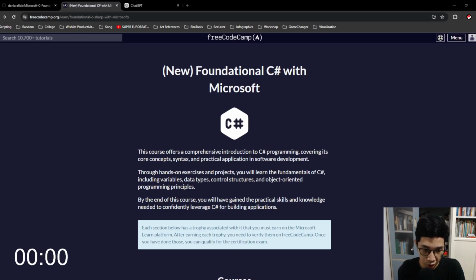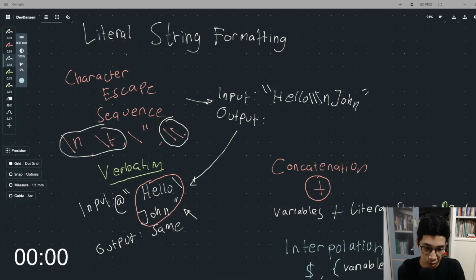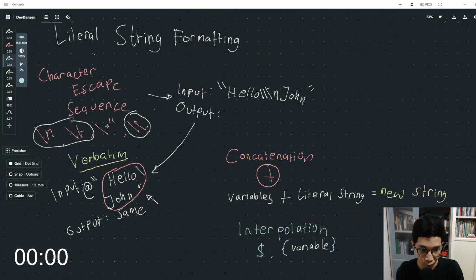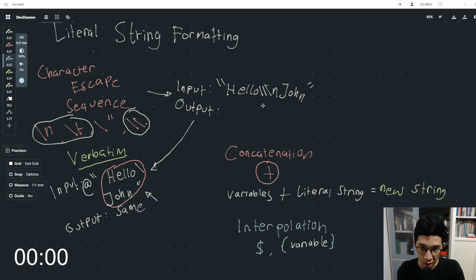Here, let me show it to you. This is what we learned yesterday. We have character escape sequence, verbatim, and then concatenation, interpolation. Don't forget the syntax, you have to memorize. No, I think you don't have to memorize, because nowadays we can just search it up on the guidelines. Everything is available on the guidelines, so you don't need to worry about it.